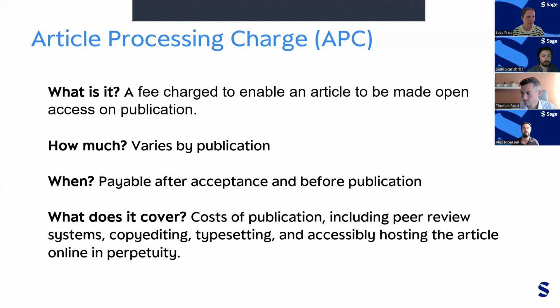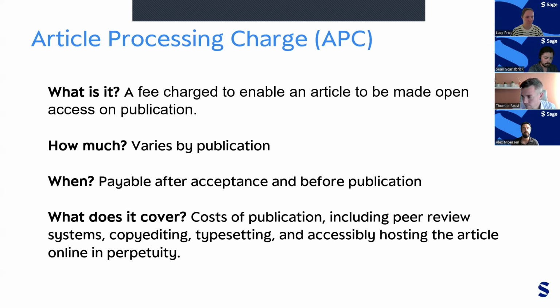For gold open access journals, the APC is payable after acceptance of the article and before publication. For hybrid open access or Sage Choice, the article can be made open access on publication or can be requested to be made open access after publication.